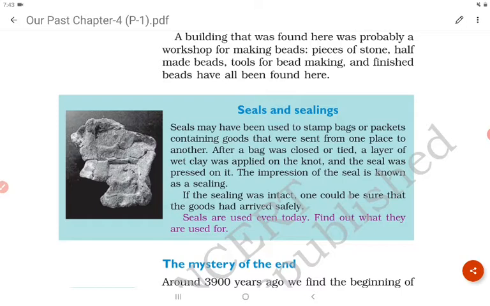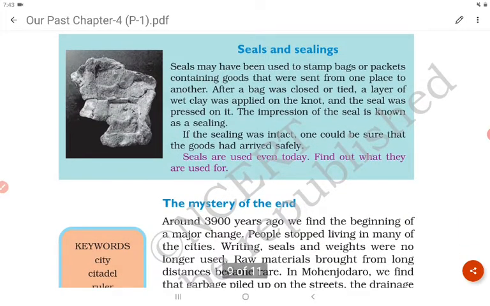Seals and sealings. Seals may have been used to stamp bags or packets containing goods that were sent from one place to another. After a bag was closed or tied, a layer of wet clay was applied on the knot and the seal was placed on it. The impression of the seal is known as a sealing. If the sealing was intact, one could be sure that the goods had arrived safely. Seals are used even today. Find out what they are used for.